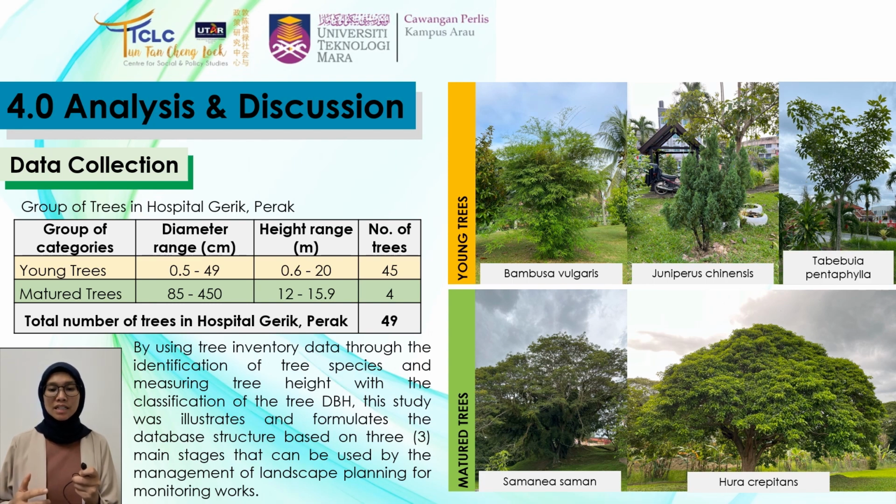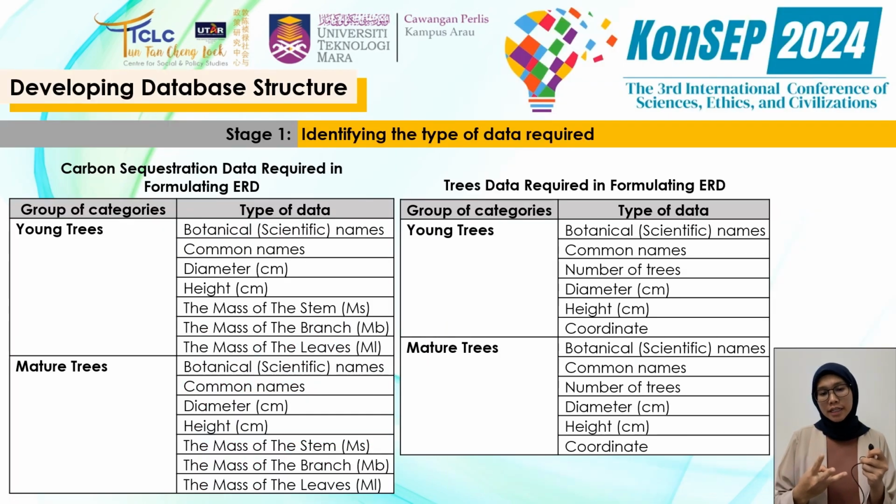By using tree inventory data, through the identification of tree species and measuring tree height with the classification of tree DBH, the study illustrates and formulates the database structure based on 3 main stages that can be used by the management of landscape planning for monitoring work. There are 3 stages of formulating the database structure using ERD that consists of spatial and attribute data that can be used by the management of landscape planning for monitoring works.